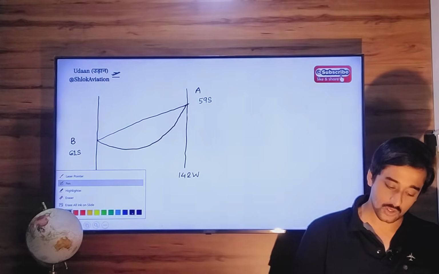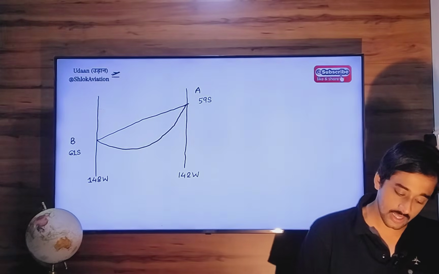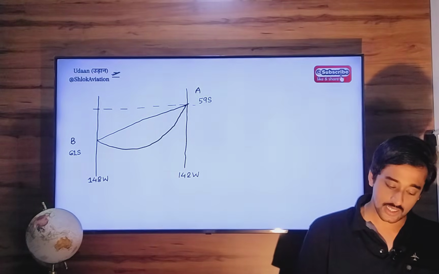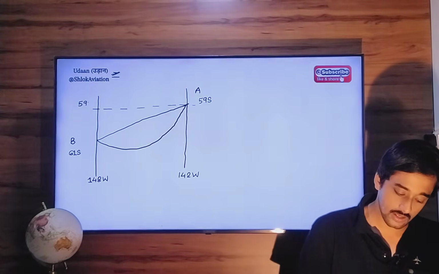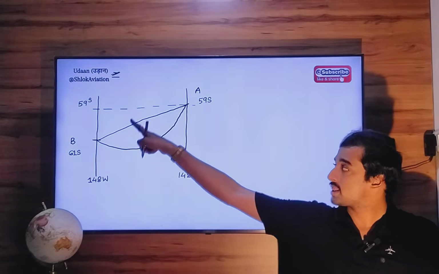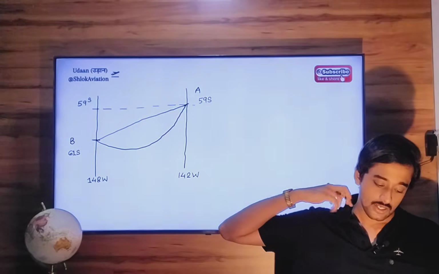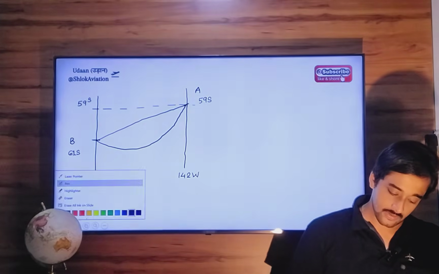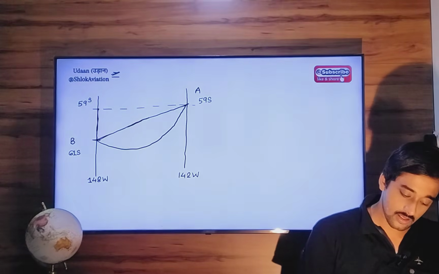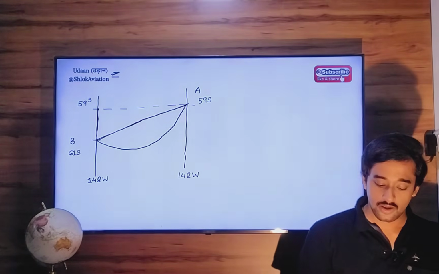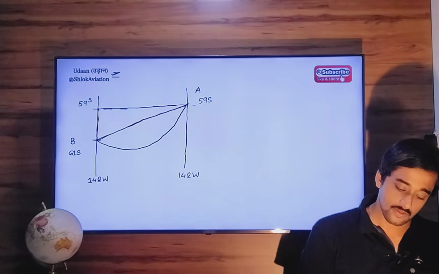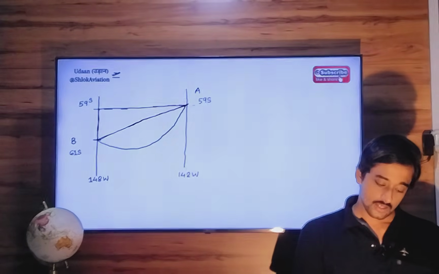Now, do one more thing. Join this. So this is latitude 59 south. This latitude is 61 south. And this is 59 south, correct? So now we have a triangle here. This triangle. Okay. We have a triangle, which is this triangle. Fine.